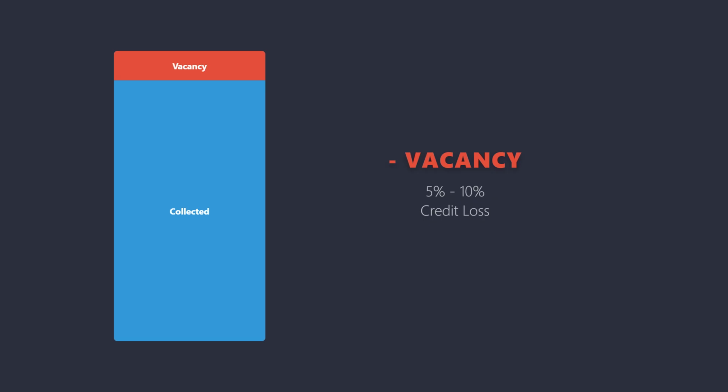Underwriting standards typically apply a vacancy and credit loss rate. This rate usually ranges from 5% to 10%. The specific rate depends on the local market stability and property class. Effective gross income is the result of this subtraction. Effective gross income equals gross scheduled income minus vacancy and credit loss.